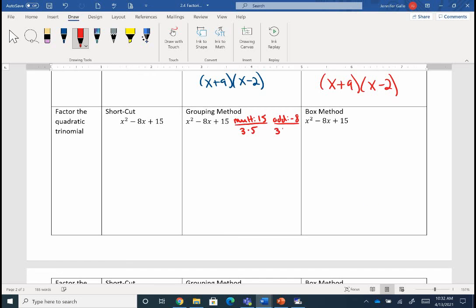But if I try to do 3 plus 5, I don't get -8. I have to watch my signs. I have to make sure I get the 2 numbers I need. Otherwise, it's not going to work.